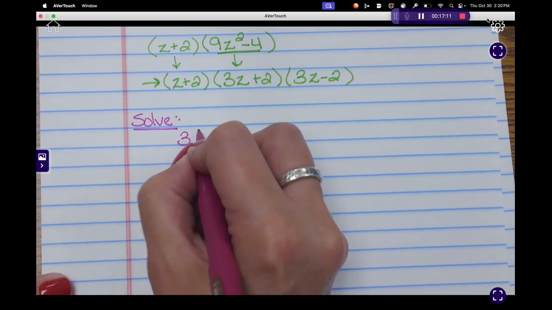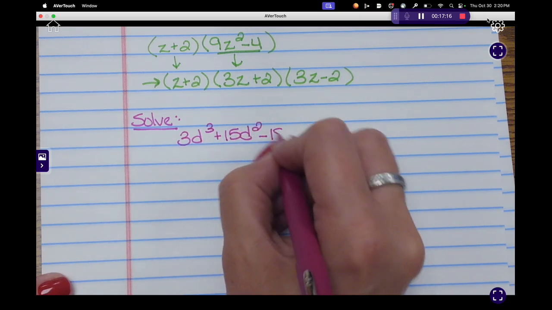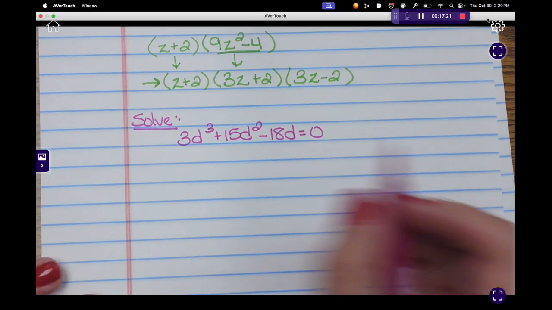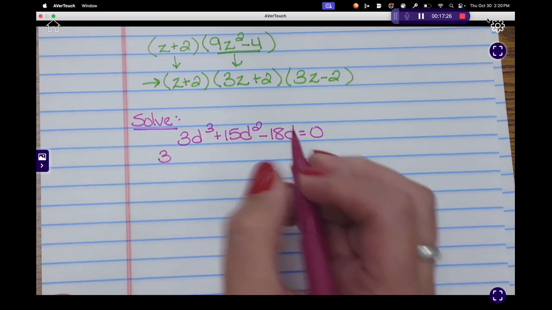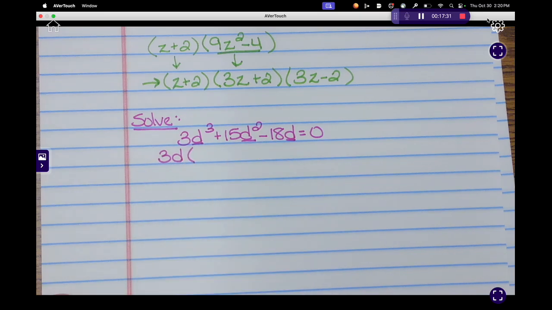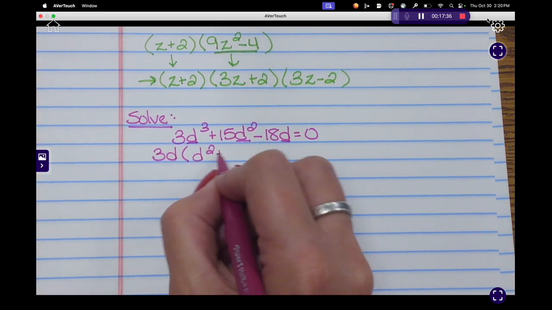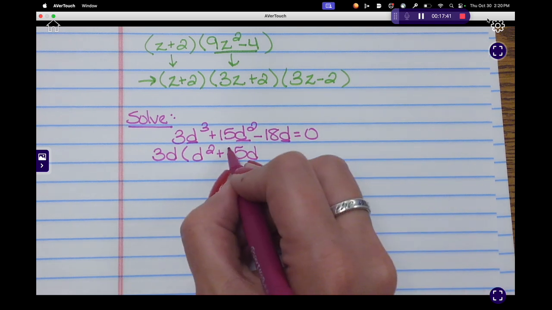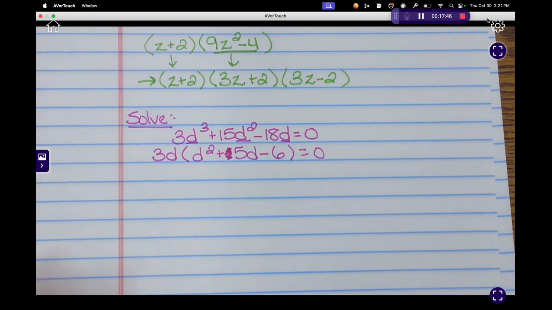Like if I give you this, 3d to the third plus 15d squared minus 18d equals 0. Okay, and I tell you to find the zeros, I'm asking you to solve it. Remember, I'm going to look for a greatest common factor. So they are all divisible by 3. And then they all have a variable. So remember, I take out the smallest one. So 3d would be the greatest common factor. So what I have left would be d squared plus 5d, because I'm dividing, minus 6. Okay, so this is what I'm left with.